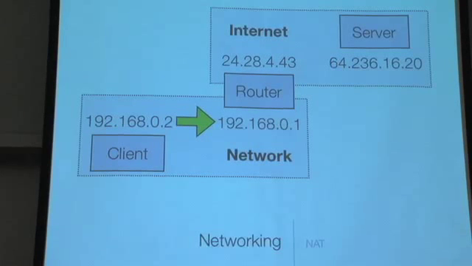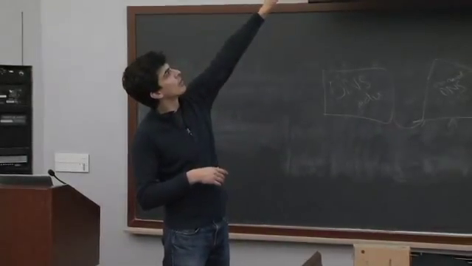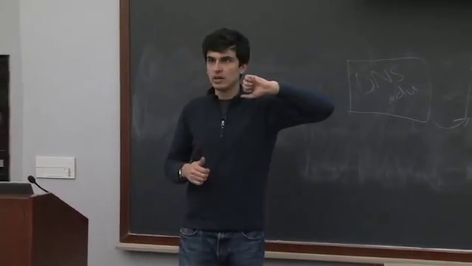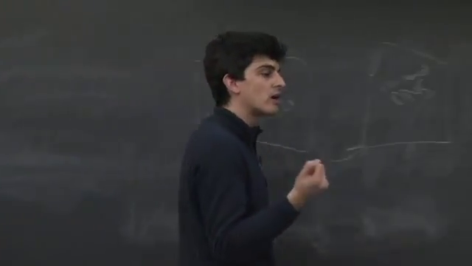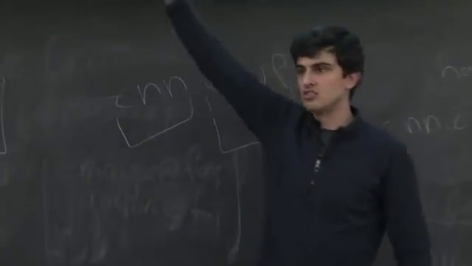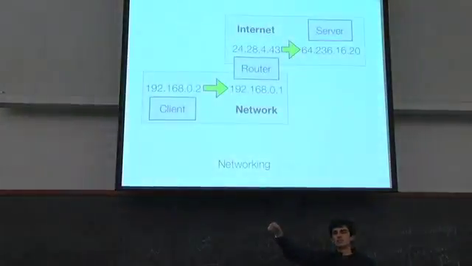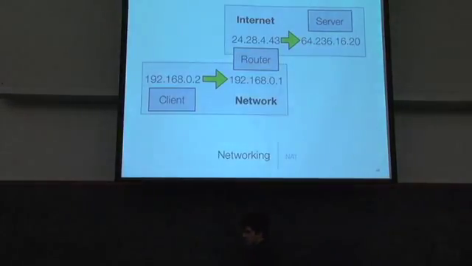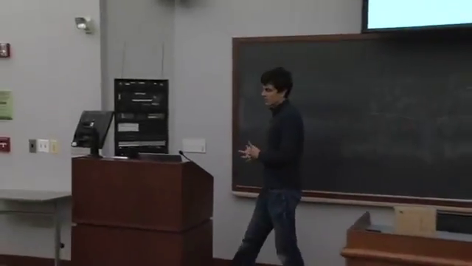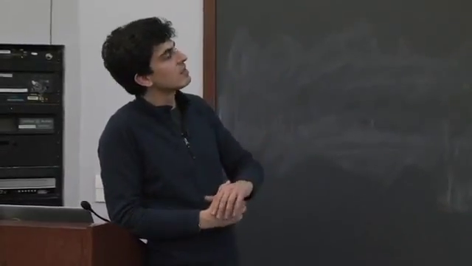Now, because it actually has this valid IP address, it can then send a packet to this other server that exists on the internet, 64.236.16.20. And what it looks like to this server is that the request came from the router at 24.28.4.43. So when the server replies, it's going to reply to the router, and it's up to the router to figure out where it goes. I'm using router in a general sense here. Router, in this case, means a home router that includes network address translation. A general router that you would find on the internet may not have this capability, but realize that this does exist in home routers.